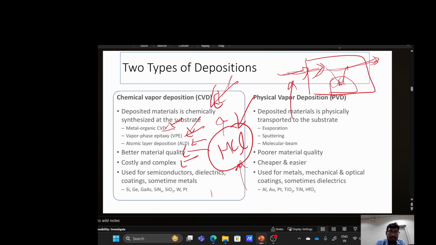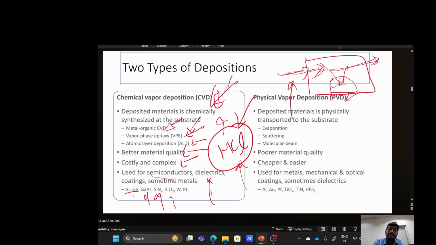So these kinds of coatings are used in the semiconductor industries for dielectrics or for packaging. You can use silicon, germanium, or compound semiconductors also you can grow. Silicon nitride, SiO2. Mostly SiO2 used for passivation is grown by CVD. And another is physical vapor deposition.